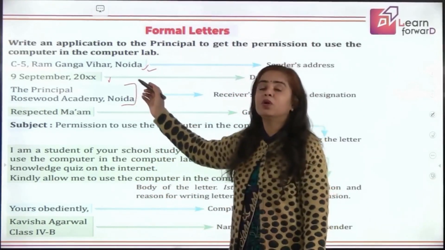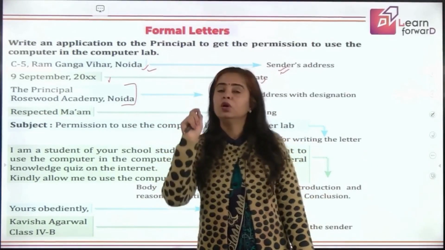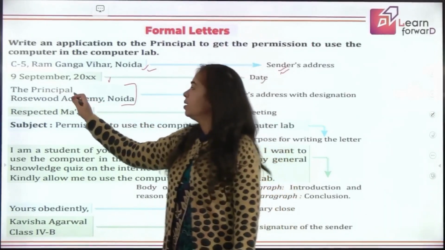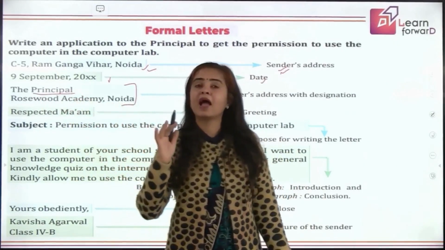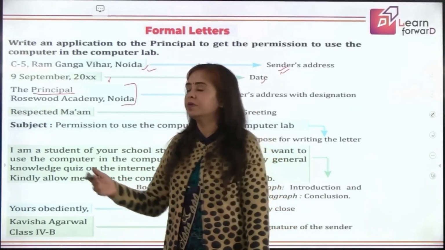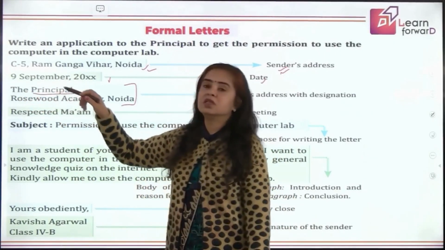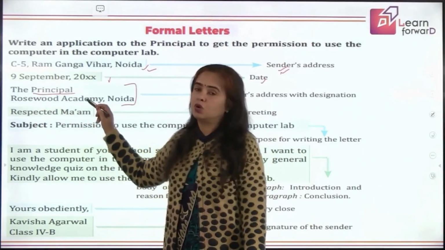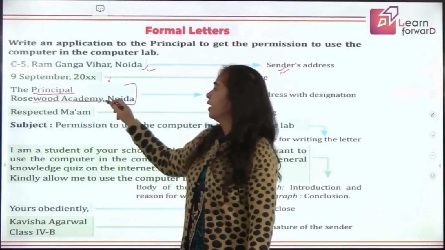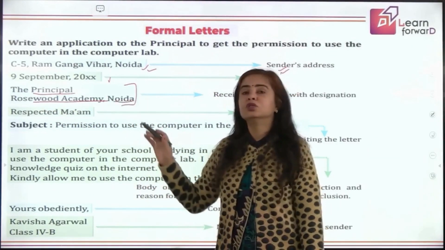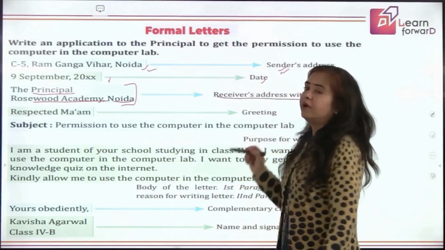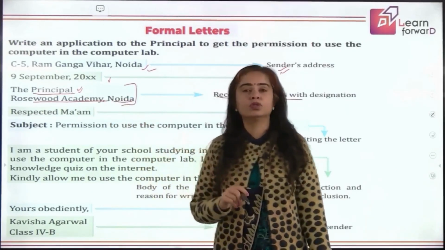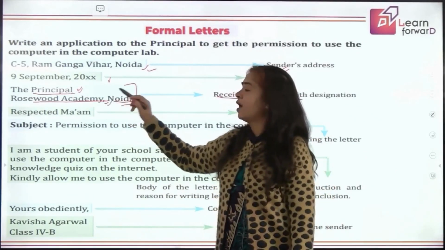So here, because you are addressing a post, not a person, we are going to write like this. Write the post of the person. You are writing an application to the principal, a letter to the principal. So with the words "the principal," we are going to write the name of the institute also. It is Rosewood Academy and the place Noida. So this is called the receiver's address along with designation. This is the designation, which means the post. And this is the address of the receiver.